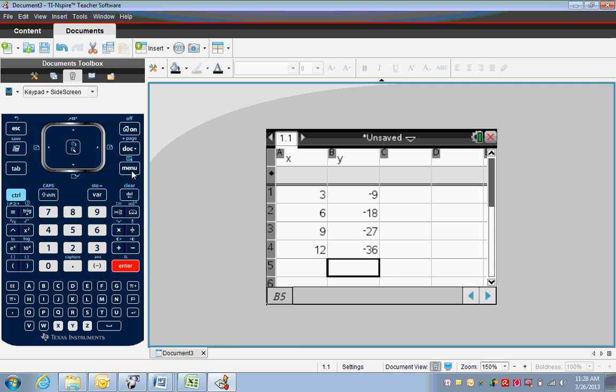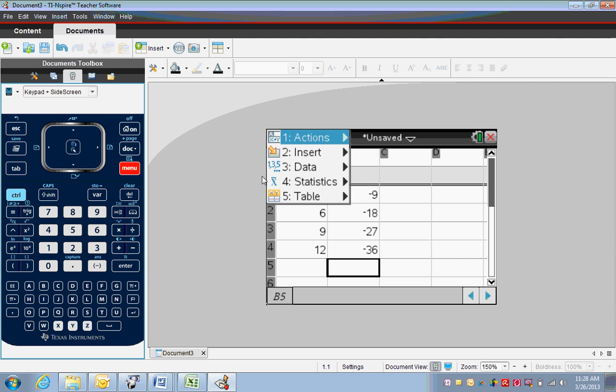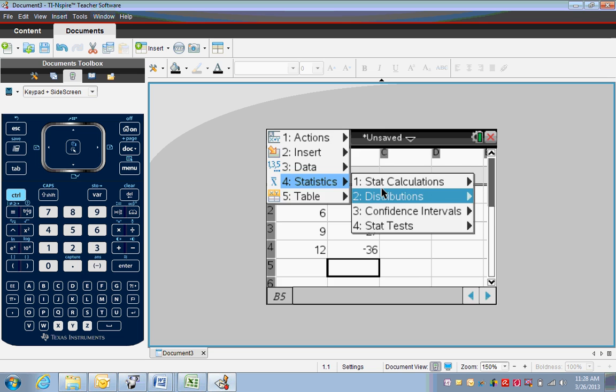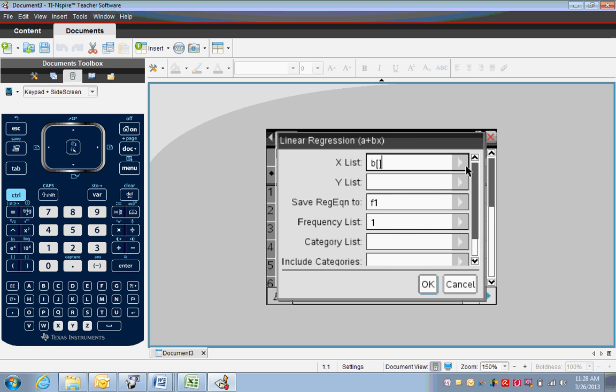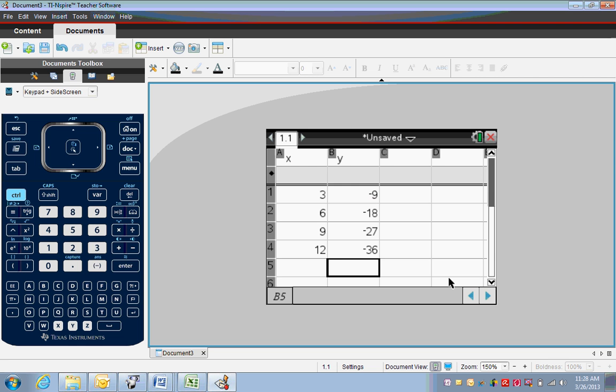We hit menu, statistics, stat calculations. We label our X list X and our Y list Y. And then you hit enter. Oh, I'm sorry, I didn't even explain. Notice I chose linear regression, and I chose the wrong one. Let me back up. Sorry. Give yourself a couple pizza points if you want.